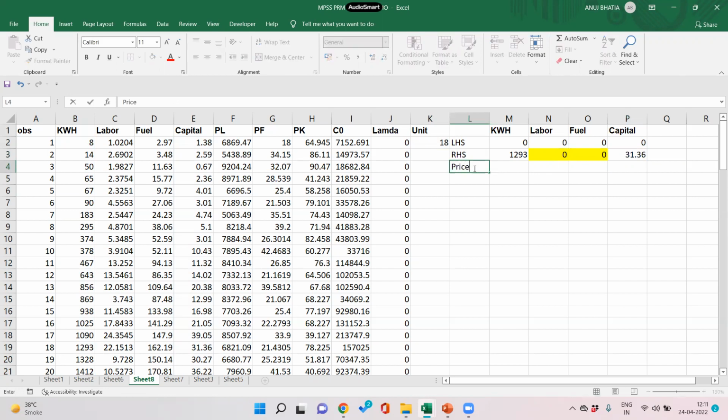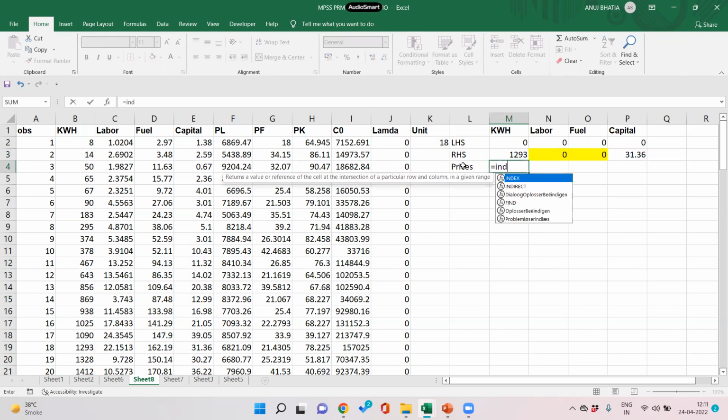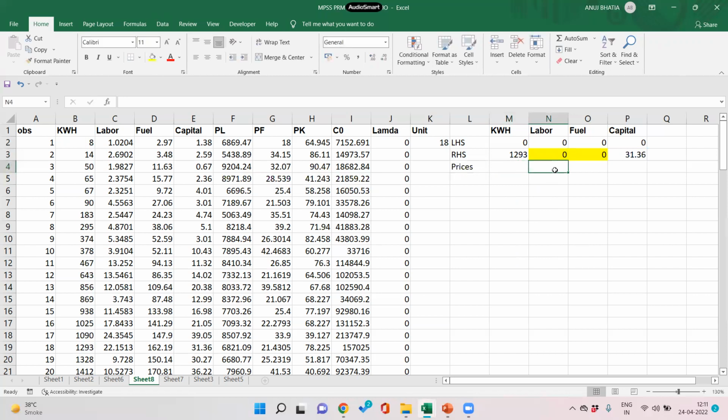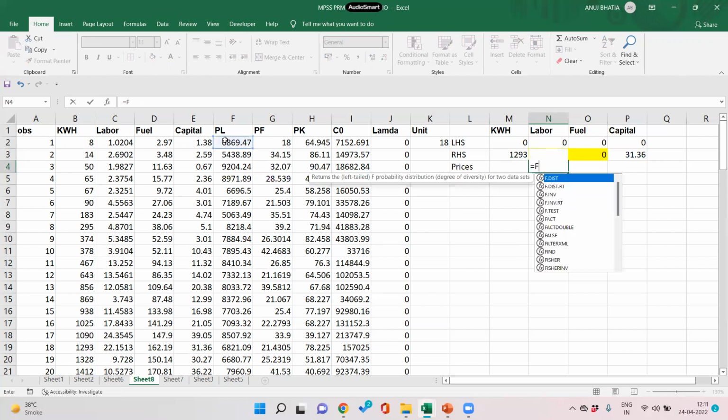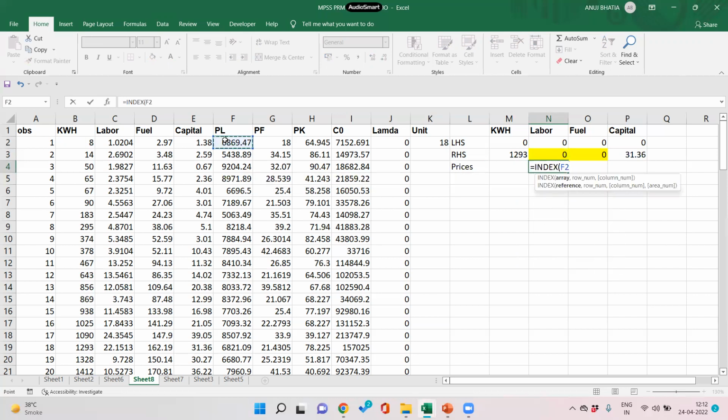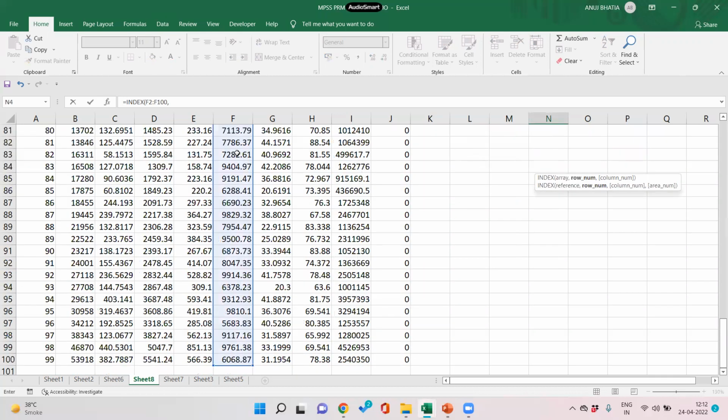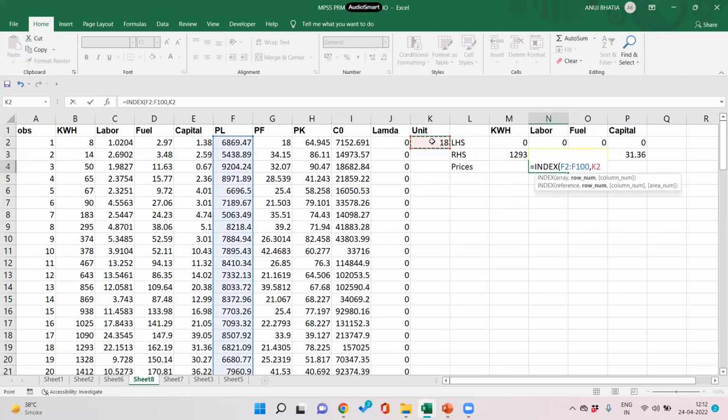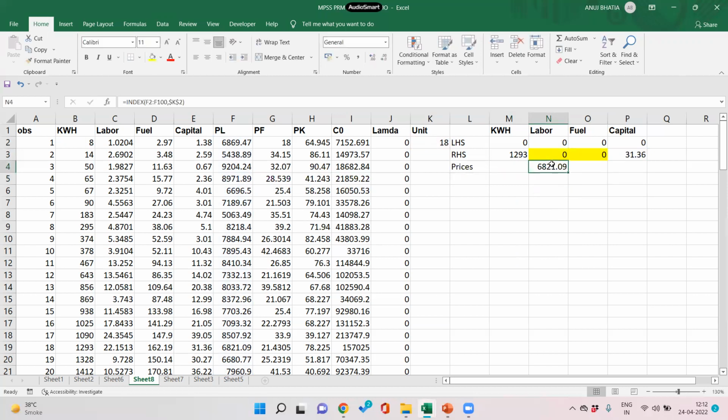I also write prices here. We are price takers. I use the index command. Prices are for input, so we go to input prices. Use the index function: index prices of the labor array and specify the unit number. I press F4 so that the unit number is fixed and we can drag it across.